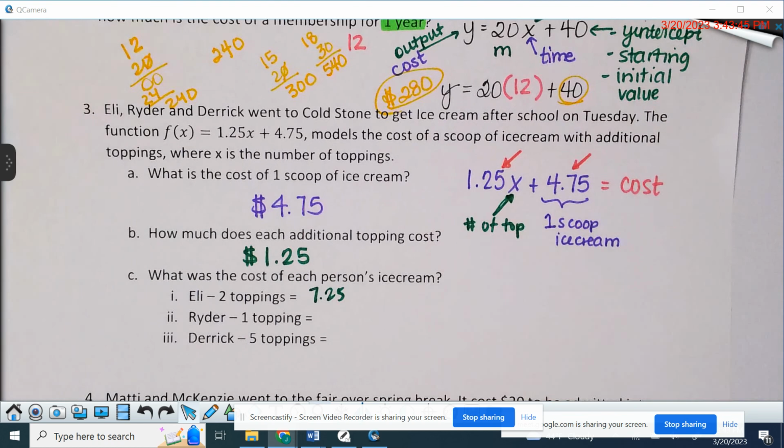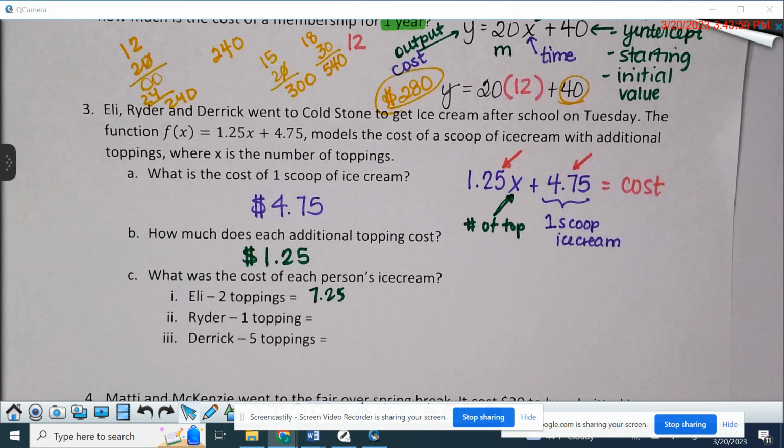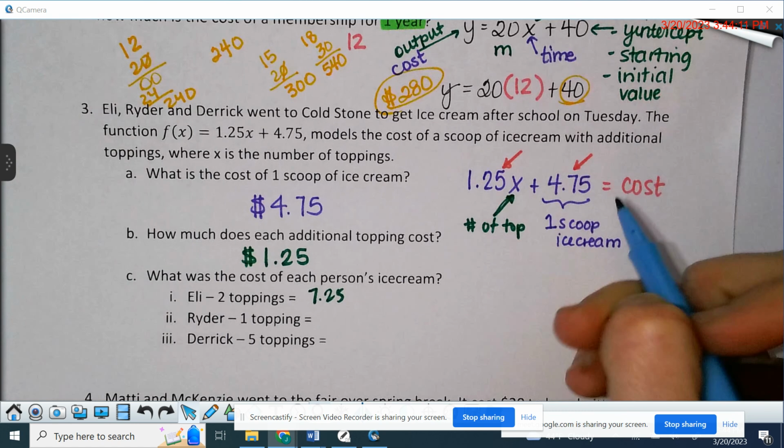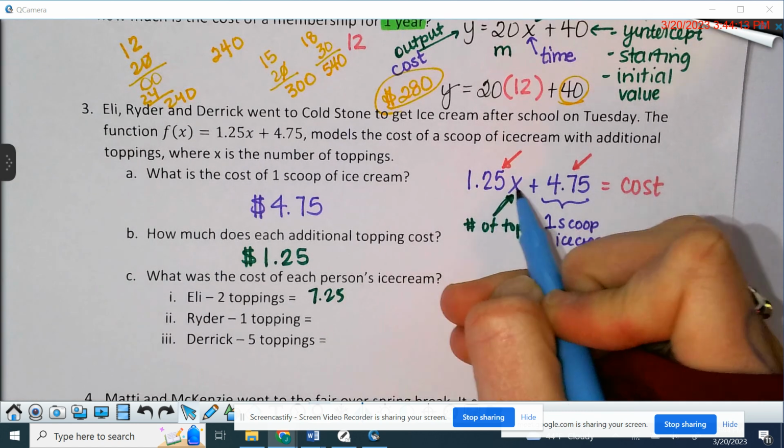So Ryder got ice cream with 1 topping. How much is it going to cost? Talk to me. Some of you guys who haven't been talking to me, you got to talk to me. Hey, Derek, welcome to class. $6. Good. Because it's $4.75 plus 125 times 1, which is just 125. So let's get you $6.